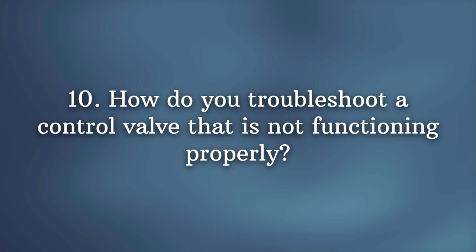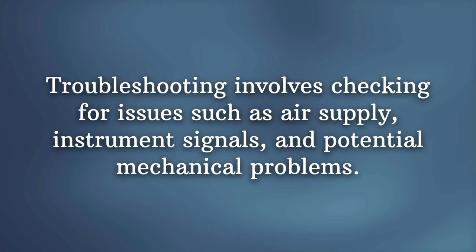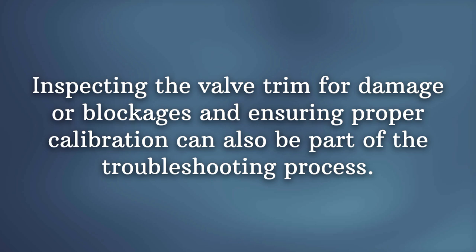How do you troubleshoot a control valve that is not functioning properly? Troubleshooting involves checking for issues such as air supply, instrument signals, and potential mechanical problems. Inspecting the valve trim for damage or blockages and ensuring proper calibration can also be part of the troubleshooting process.